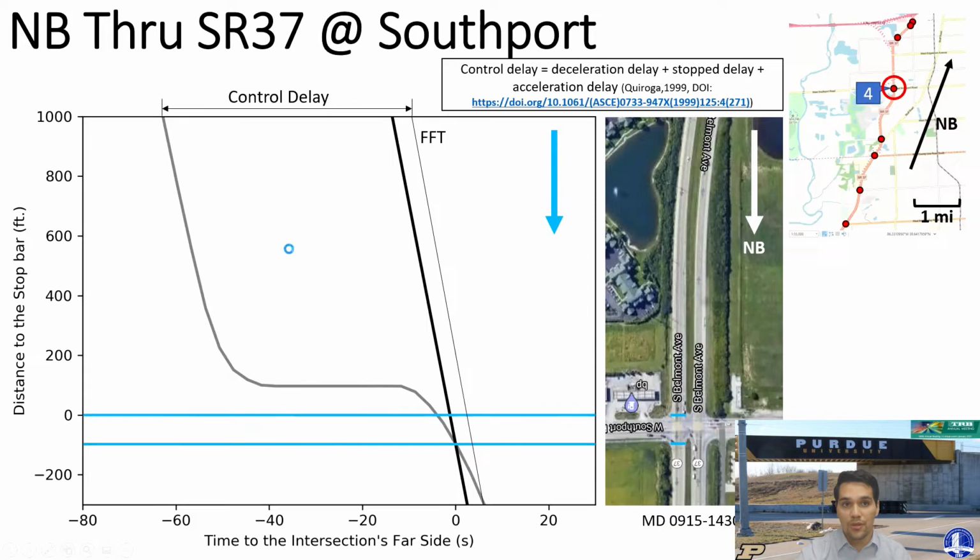If we draw one of our trajectories, we can define control delay. Control delay is going to be the summation of the deceleration delay, the stop delay, and the acceleration delay. And we can see that the difference in this space between the free flow trajectory and the trajectory is going to give us the control delay.